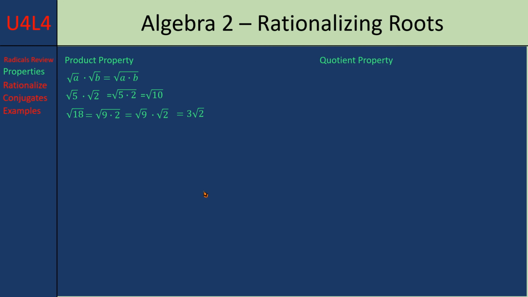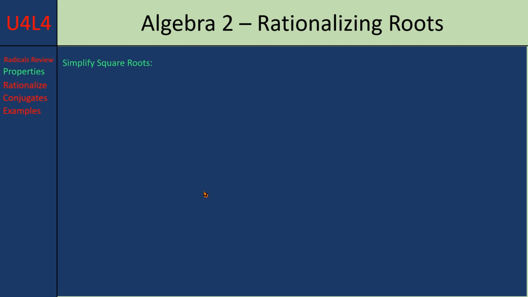And I have the quotient property as well. If I have radical A over B, that's the same thing as radical A over radical B. How that works is if I have radical 1/4, that gives me radical 1 over radical 4. That's helpful because radical 1 is 1 and radical 4 is 2. So the answer is actually 1/2. So let's use those properties to help us simplify the square roots here.